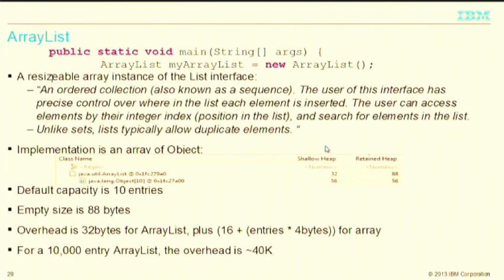There's no consistency. But again, because when you put something into an array list, there is no overhead of having a hash map entry object or a linked list entry object, the overhead of a 10,000 entry array list is actually only 40K. So it was 360K for a hash map, 240K for a linked list, and 40K for an array list. So if you can use an array list, it's significantly smaller than the other 2 collection types.